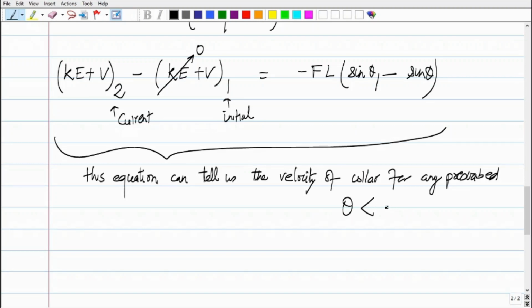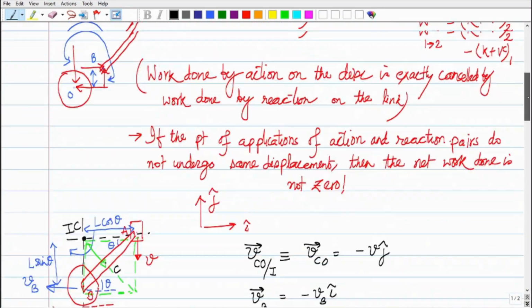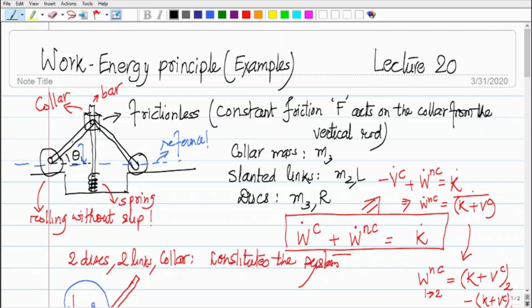Which is less than theta 1, the initial theta 1, but it has to be of course greater than 0. Can you see this? Why it should be greater than 0? Come back to this picture: when theta is equal to 0, the links become horizontal. And when theta goes negative, the collar is going to then compress the spring. Can you see this? And we haven't taken into account a spring here.